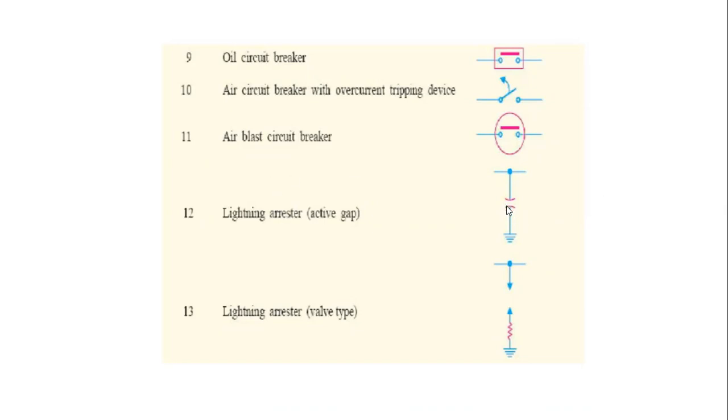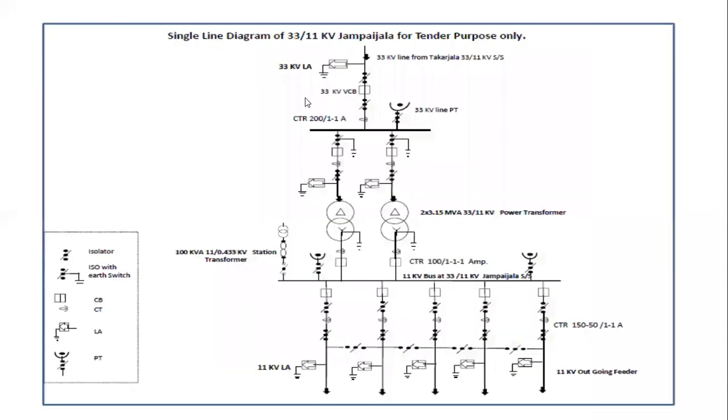Next, this is the lightning arrester. This is the symbol for lightning arresters. This is the active gap lightning arrester, and this is the valve type lightning arrester. These are the various symbols that will be used in substations.